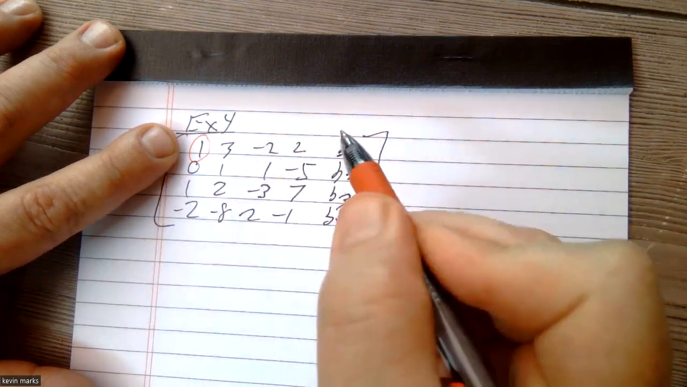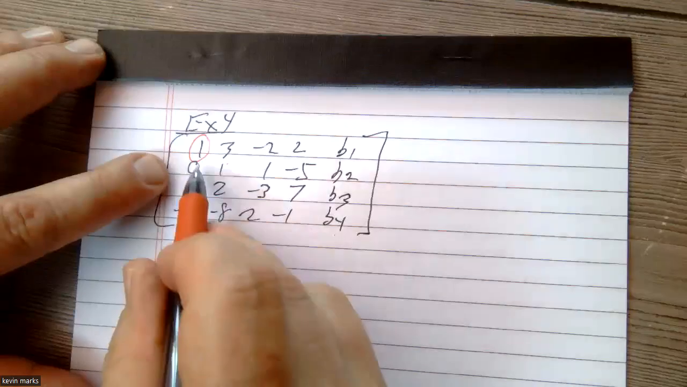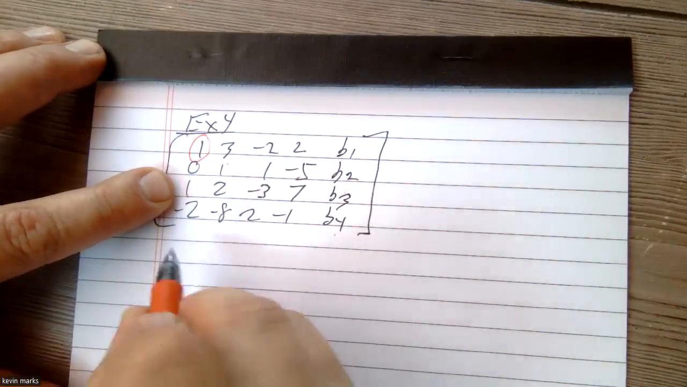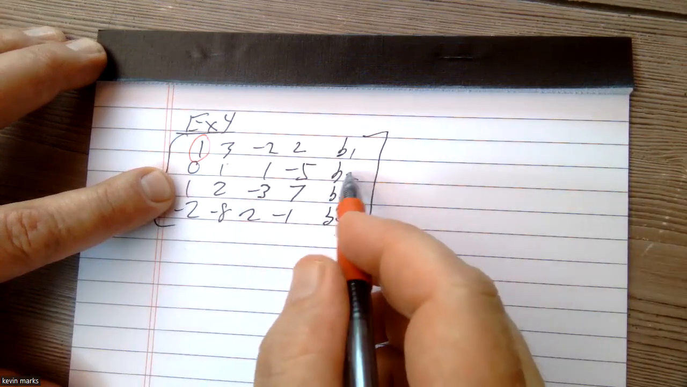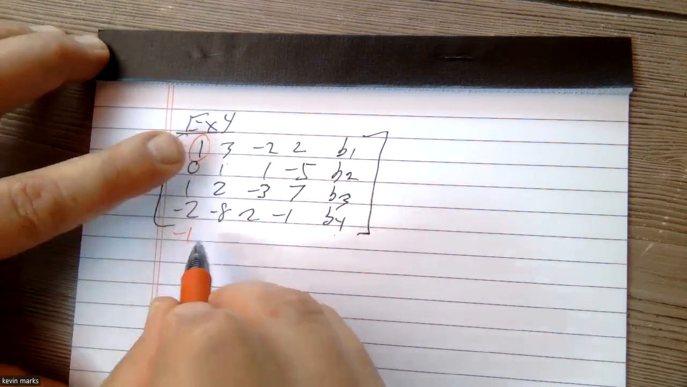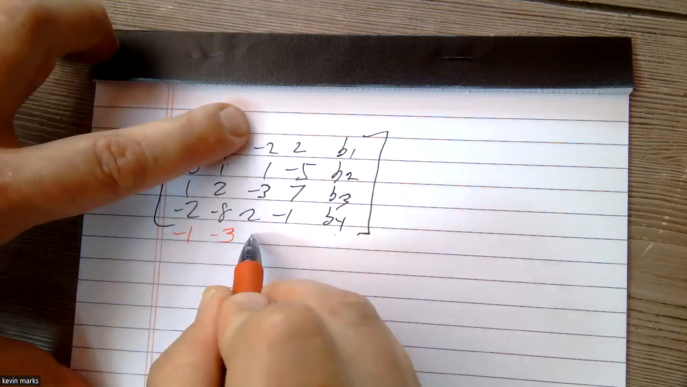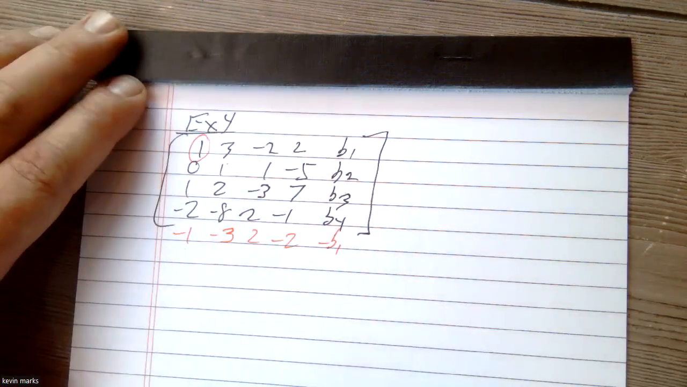So I need a pivot here. Good. 0 underneath it. To get a 1 here, you can multiply by -1. You could do it in your head, but this part you might want to write out. It's up to you. I'm going to multiply this by -1, so that's going to be -1, -3, 2, -2, and this is going to be negative b1.